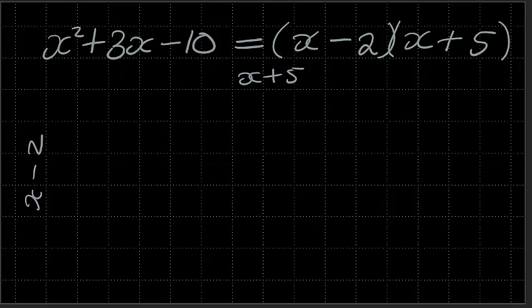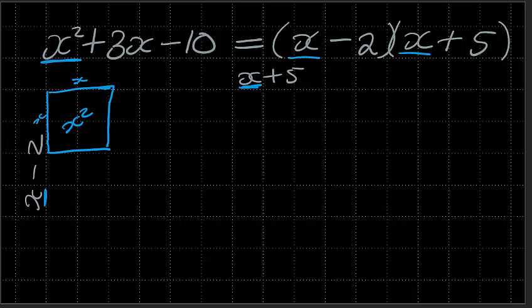First thing we're going to draw is our x squared, which is going to give us the two sides of x and x, which is that x and that x. So let's draw it, maybe I'll go down one. Okay, there's our x squared, which means that this is x and that is x.